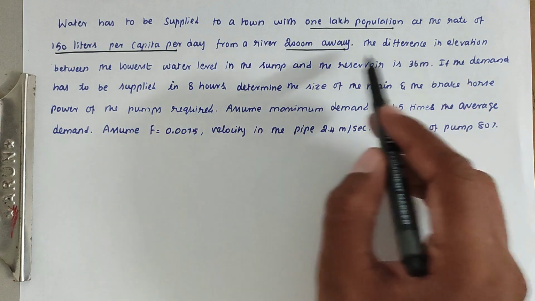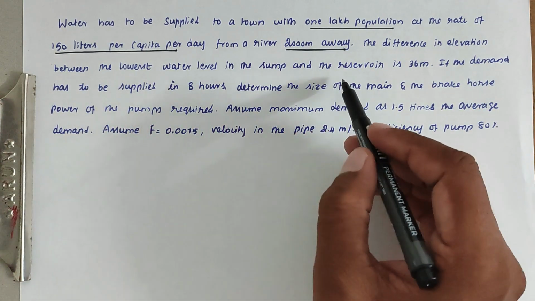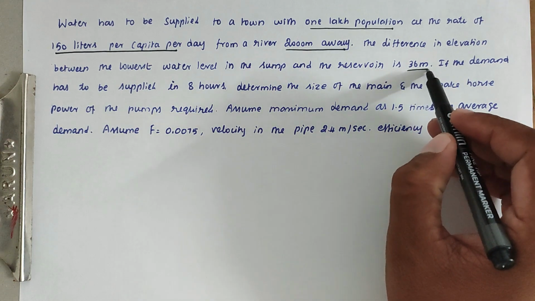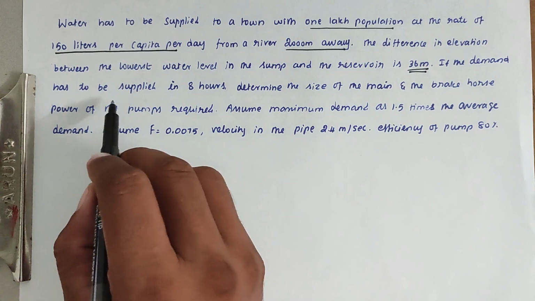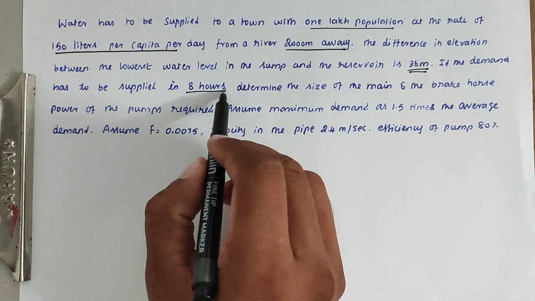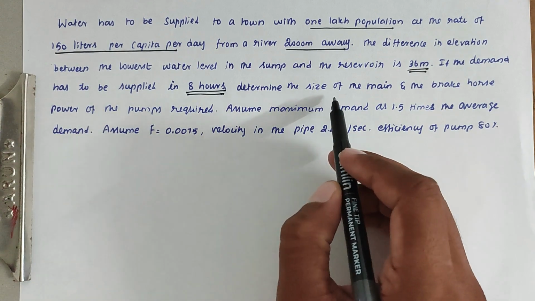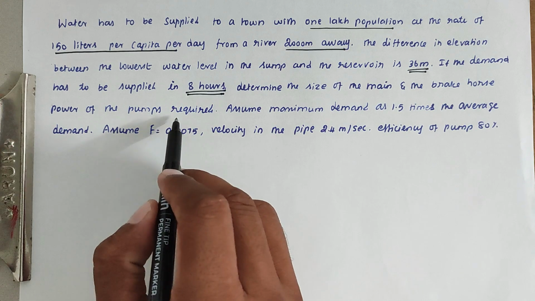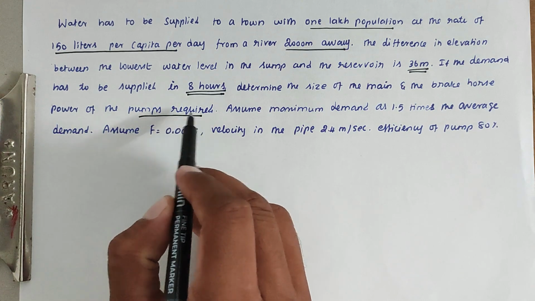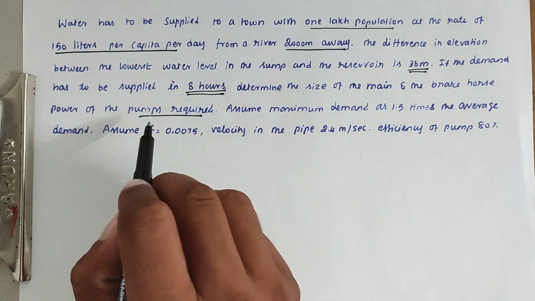The difference in elevation between the lowest water level in the sump and the reservoir is 36 meters. If the demand has to be supplied in 8 hours, the pump runs only 8 hours. Determine the size of main and brake horsepower of the pump required. So we have to find out how much HP pump we have to use.